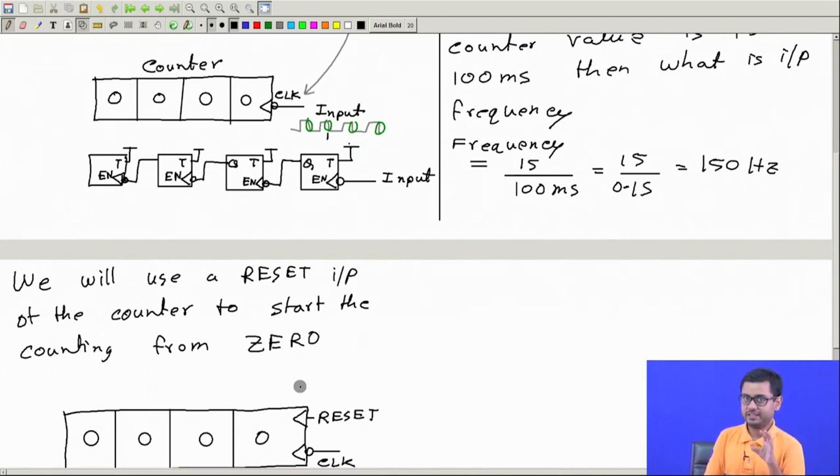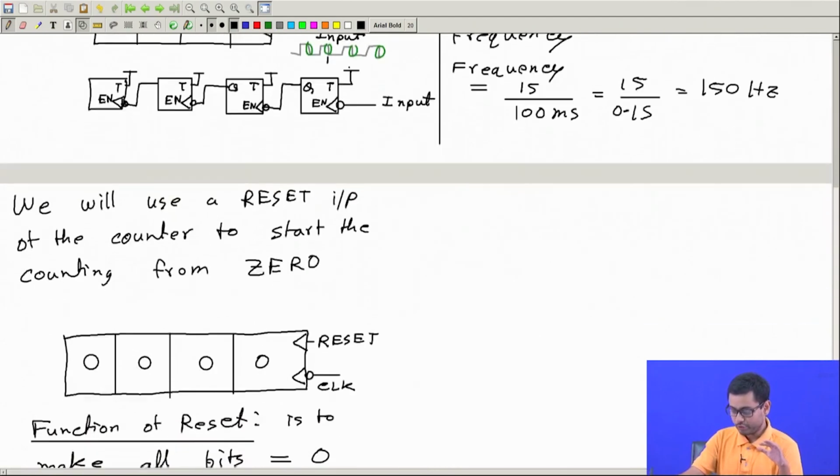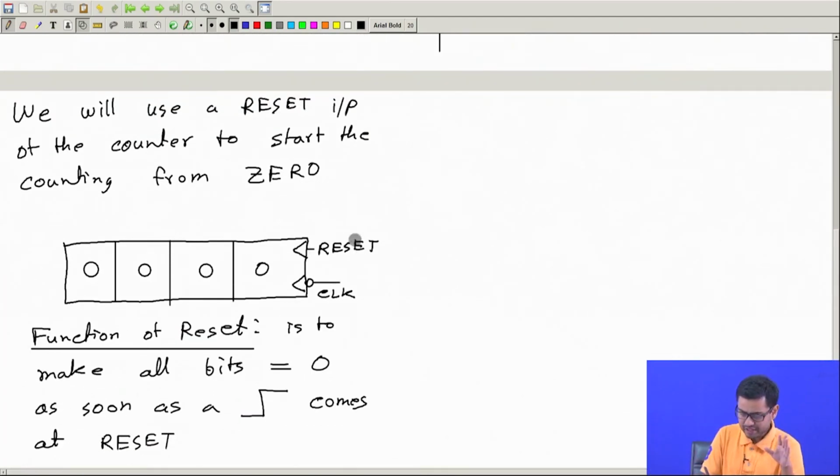If you are interested, please try it yourself and you can share your idea in the forum with us. We are now looking at it from an external, functional perspective. We are just saying that this counter will have an input which we will call reset, and as soon as you give this rising edge, all the bits will become 0 immediately. So this is the function of reset, and this is the symbol. This triangle indicates an edge triggered input. I could also put a bubble here if I need a negative edge triggered input.